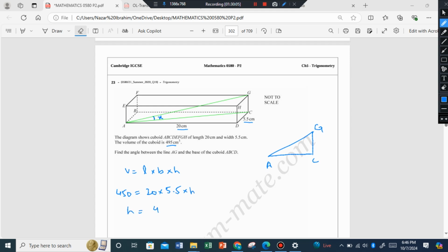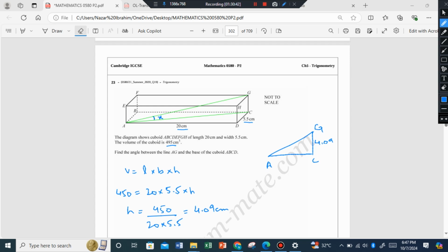So 450 upon 20 multiplied by 5.5. Using the calculator, I have to work out 20 multiplied by 5.5 and divide 450 by it. I'm getting 4.09. So the height is 4.09 centimeters, which is this, right? 4.09. Now I need to work out AC.